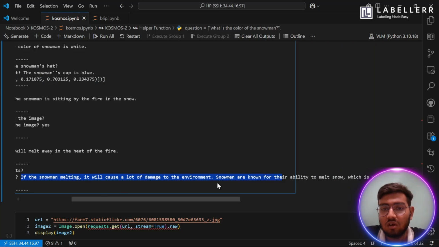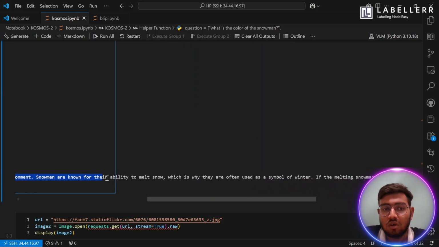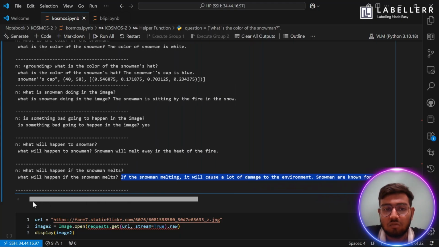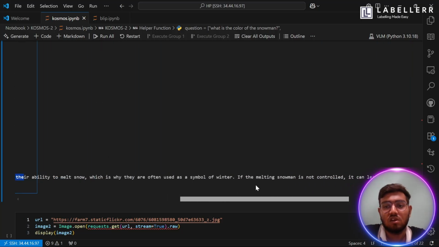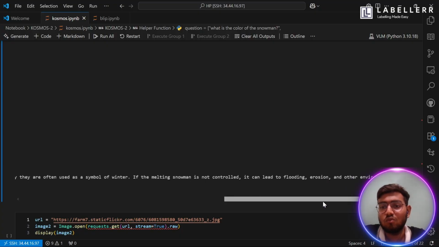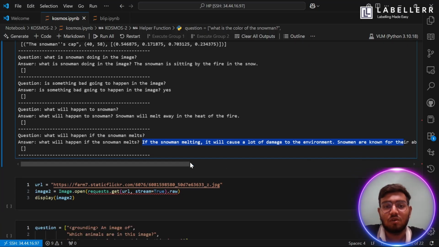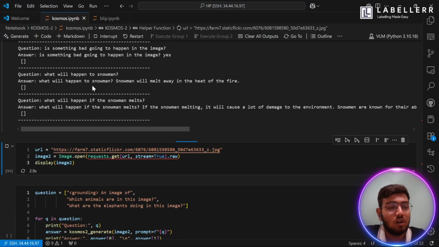Snowmen are known for their ability to melt snow, which is why, as you can see, the model is hallucinating right now. When the question becomes too complex, like what will happen if a snowman melts, it's a very complex question according to this model, so it starts hallucinating and giving us random gibberish. As you can see, it led to flooding, erosion, and other environmental issues. I don't know why this model is providing such useless information. Now let's take an image which is outside of this training data set.